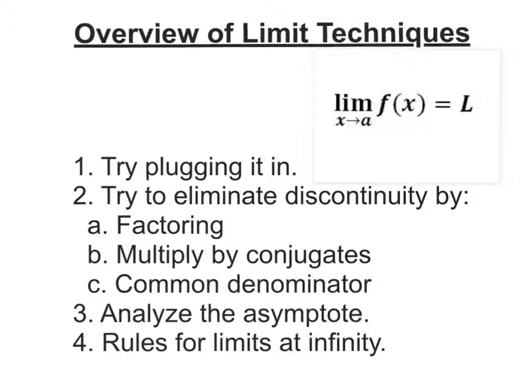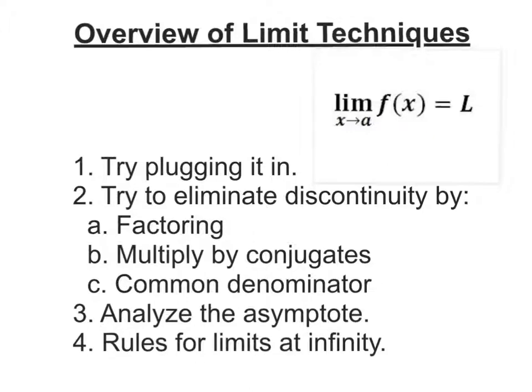Now if you can't do that and you still have this discontinuity in the denominator, typically that means you have a vertical asymptote at that place. And then you just have to analyze it and figure out what happens to your function on either side of the vertical asymptote. So you take the limit as x approaches a from the left and the limit as x approaches a from the right, and you try to figure out if you get positive or negative infinity.